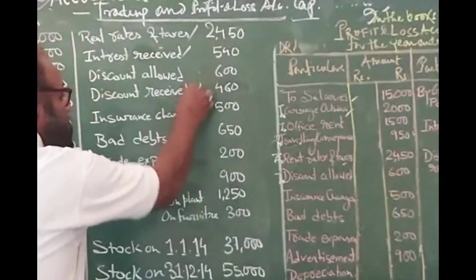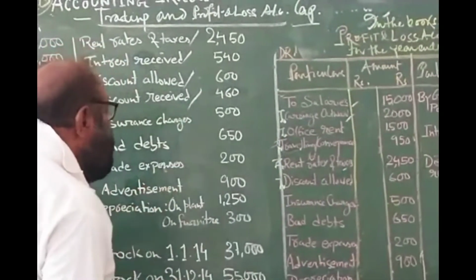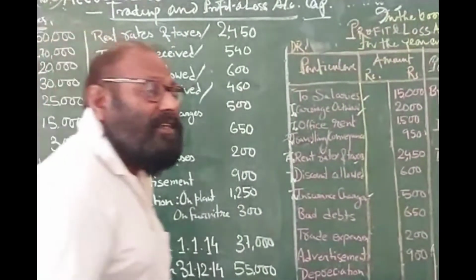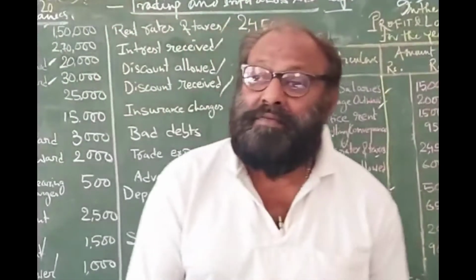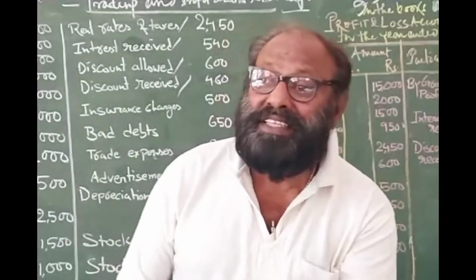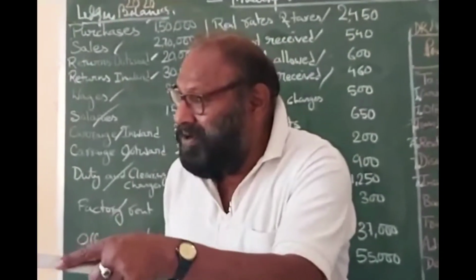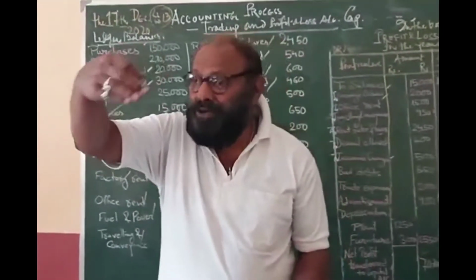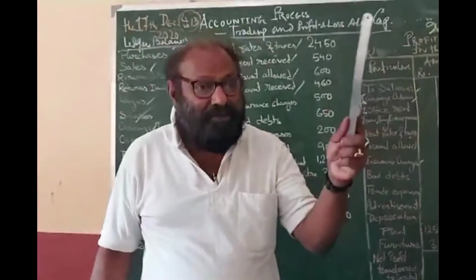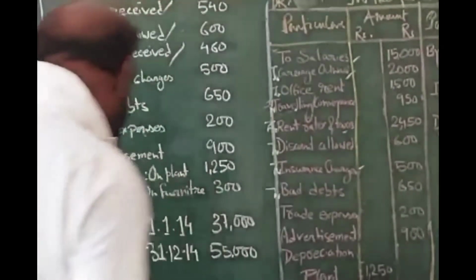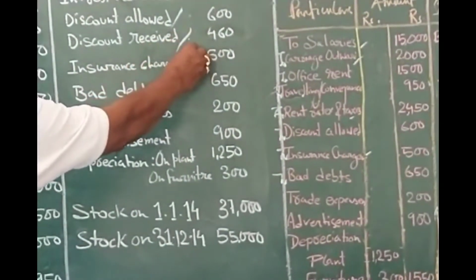Then insurance charges. Insurance charges is an administrative expenses, and it will be in the debit side of the profit and loss account. Bad debt. Yesterday I told you. Debt means debtors. Whenever you are selling goods for cash, cash account debit to sales. Whenever you are selling goods on credit, party account debit to sales. Now this party is not in a position to pay the amount. So this party will be credited, his account should be deleted, and bad debt should be debited. So bad debt is a financial loss, it should be on the debit side of the profit and loss account. Insurance and bad debt.